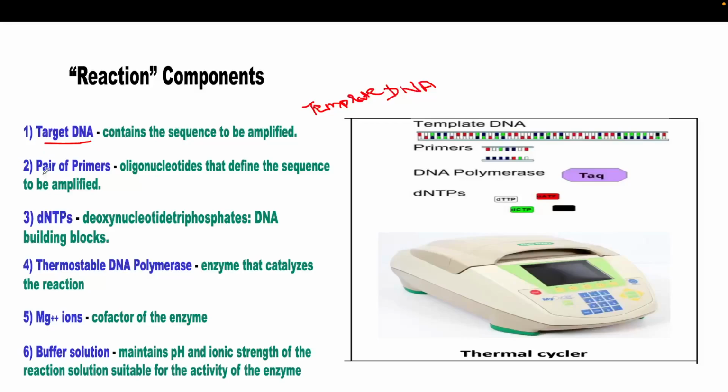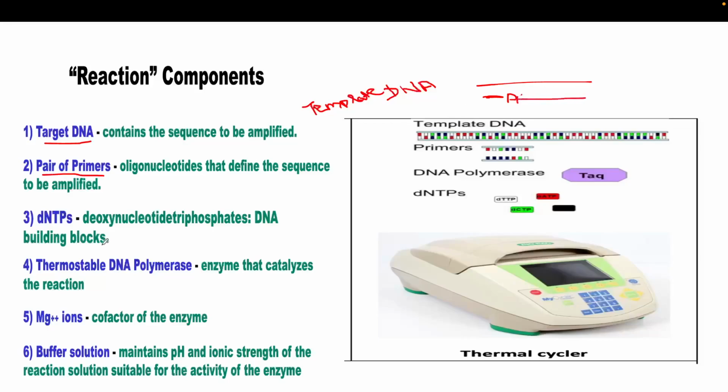Then, apart from that, you require a pair of primers. What are the pairs of primers? As I discussed earlier, they are short oligonucleotides which give the 3' OH end to extend the DNA sequence with the help of DNA polymerase. They define the sequence to be amplified. Suppose this is your target DNA; here a short oligonucleotide, the primer, will be there, which is complementary to your target DNA sequence, and with the help of DNA polymerase, it will extend this complete DNA sequence.